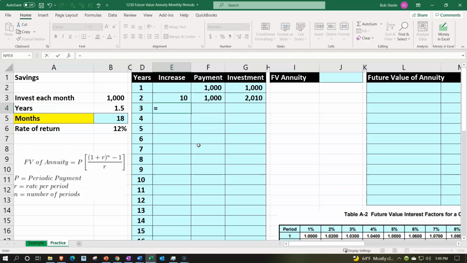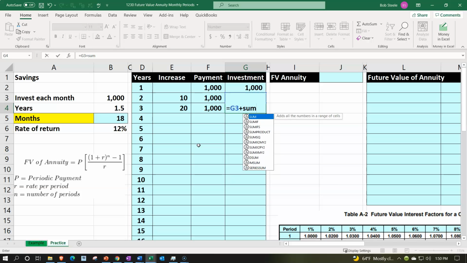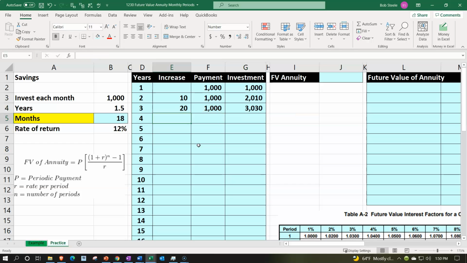Let's go ahead and say this is going to be the 2,010 times the 12%. We're going to take that and divide it by 12, and that'll give us about 20. And then we're going to say the payment is going to be the same 1,000 that we're putting in every month on a monthly basis. This is going to be the prior amount plus the SUM, shift 9, left arrow, holding down shift, left again, closing it up, shift 0, enter. So the 2,010 plus the 20 plus the 1,000, 3,030.